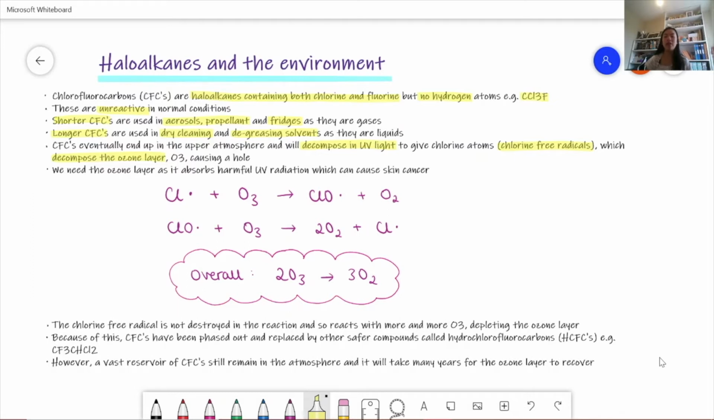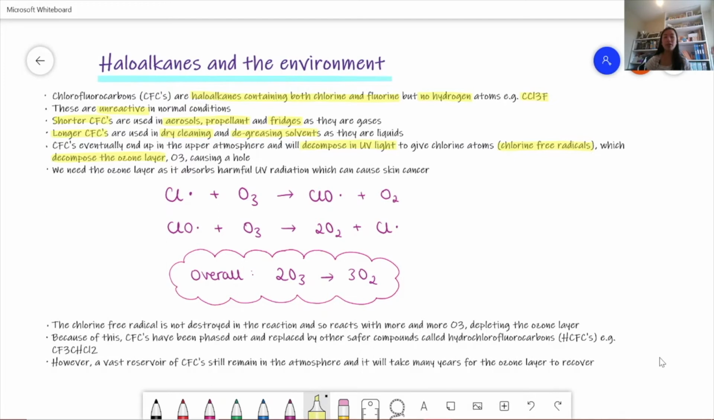So in the first reaction, we have a chlorine free radical reacting with the ozone, so O3, and this forms a ClO free radical and oxygen. And then this ClO free radical then reacts with some more ozone, and this forms two oxygens and a chlorine free radical. We can describe the chlorine free radical as a catalyst, as it's always regenerated at the end. So overall, the reaction is that we decompose two molecules of ozone, so O3, and we form three oxygen molecules.